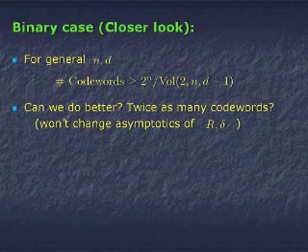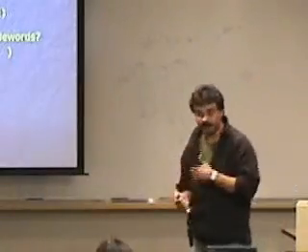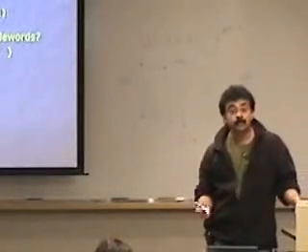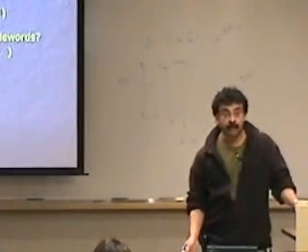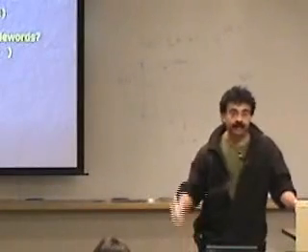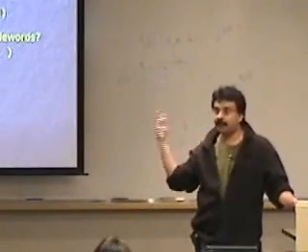Okay, this is the result that we've looked at. So we don't know how to improve on this in general. Okay, so can we do better? Can you do even twice as many code words as this number? If you do twice as much, the asymptotics, the rate r and the delta won't change.